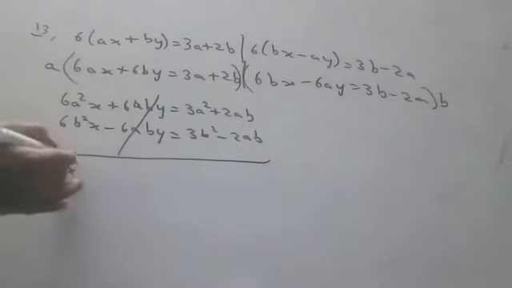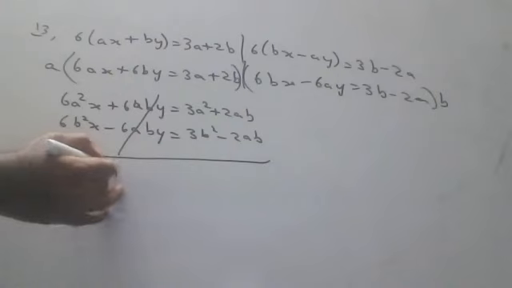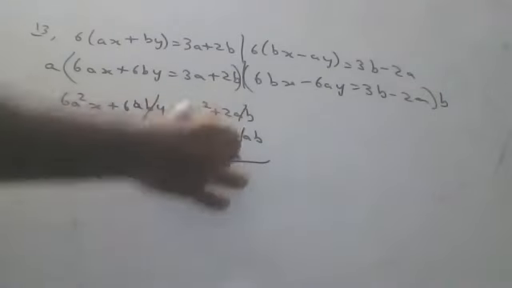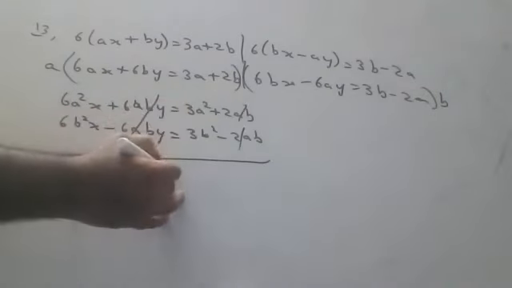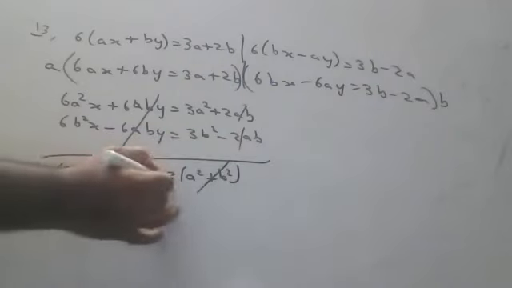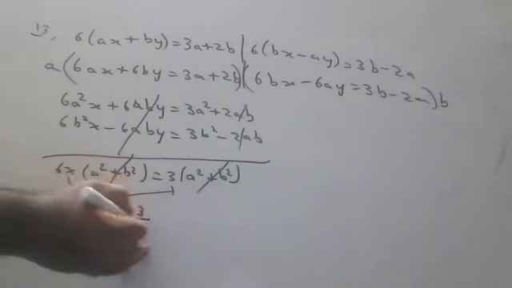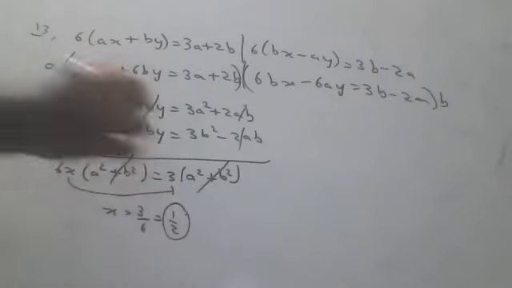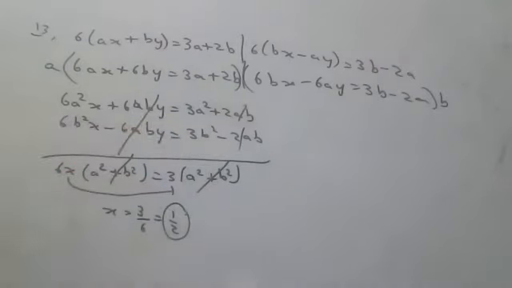Check, children, directly it is going. X you take common, 6 also you take common, a square plus b square. This gets cancelled, children. 3a square, 3b square, 3 you take common. This cancels, 6 will go down, x is equal to 3 by 6, that is 1 by 2, that's it. Substitute 1 by 2 in any one of the equations, children, you will get the answer.